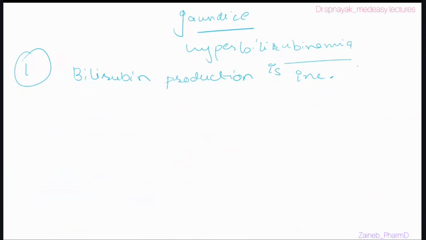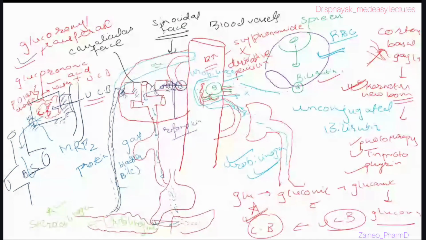Other causes: when the hemolysis is exceeded, or in conditions of infection where the breakdown of RBC exceeds, it is hemolysis, or in starvation, or when the patient is anemic. Or when the patient is in a stressful condition, the breakdown of RBC increases, and that leads to increased production of bilirubin in the macrophages. So this is one condition.